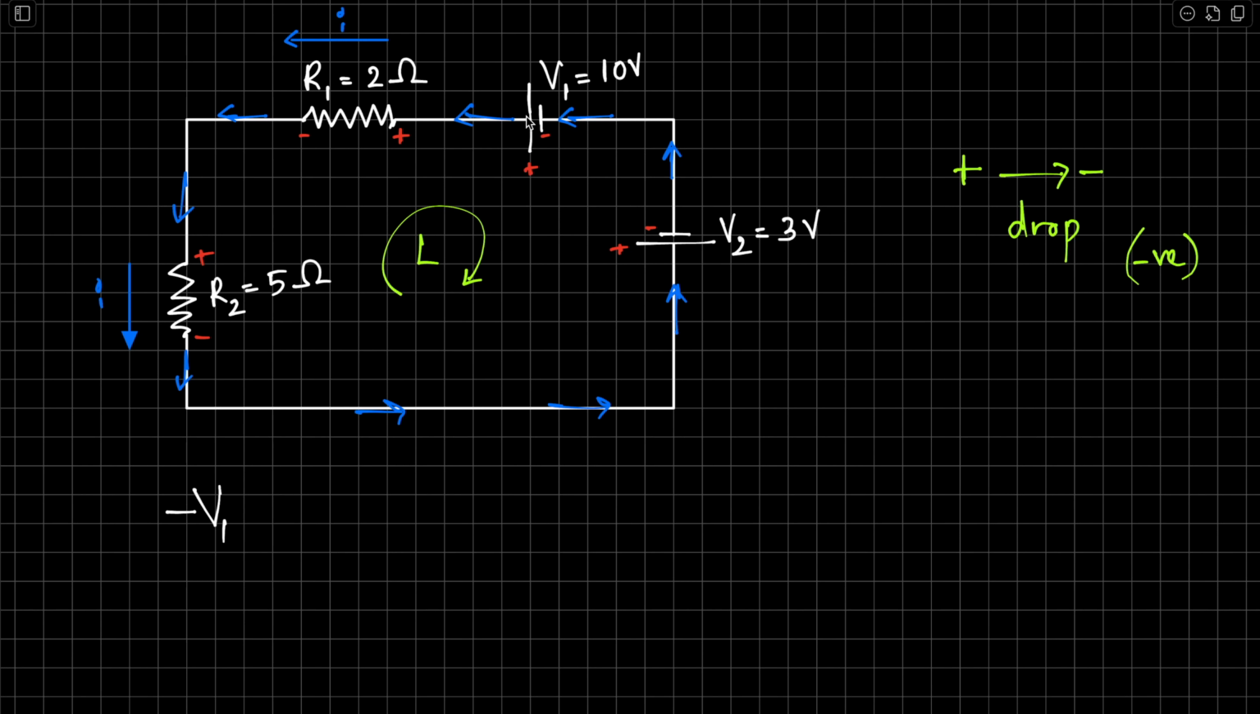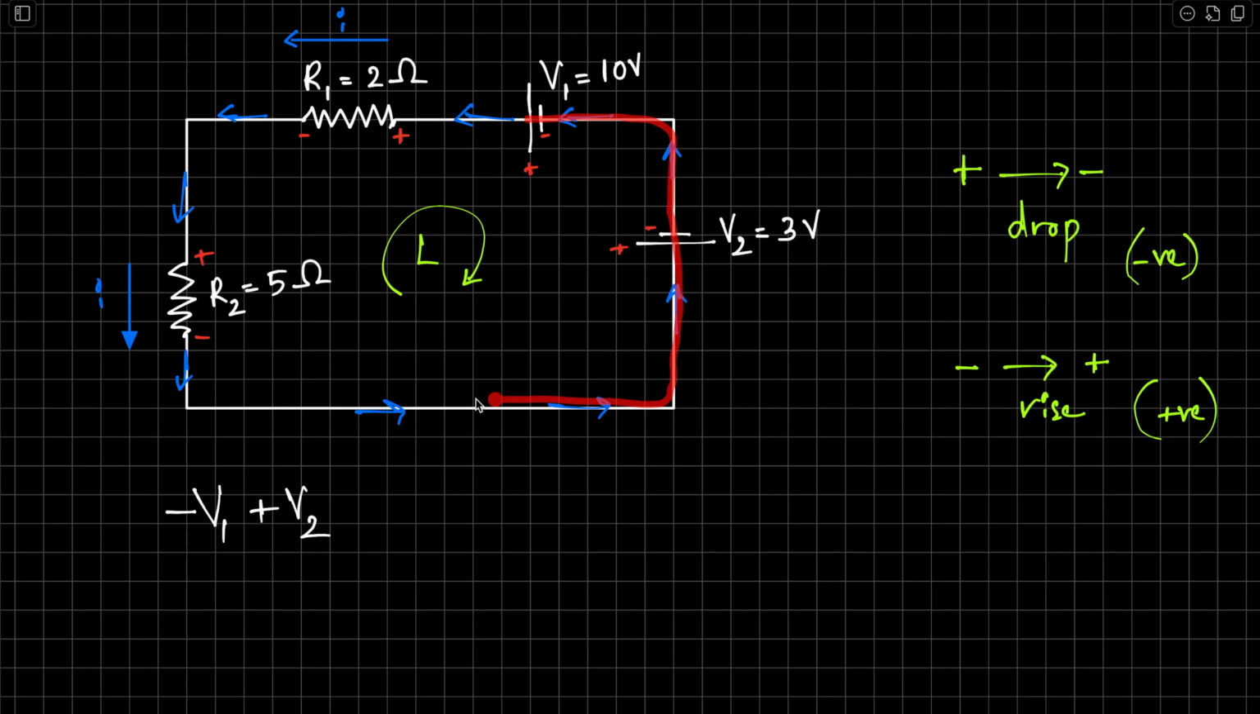So we started from here. We're going clockwise. We are in the second battery now, right? It's minus to plus. We're going from negative to positive. That's a rise, so we should put a positive sign: plus V2. We started from V1, which is a drop, and V2 is a rise.